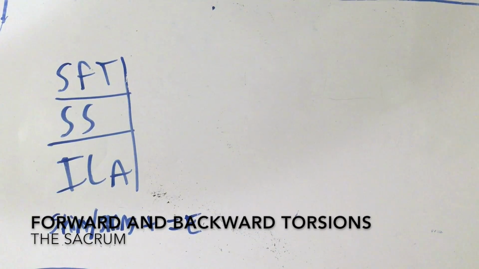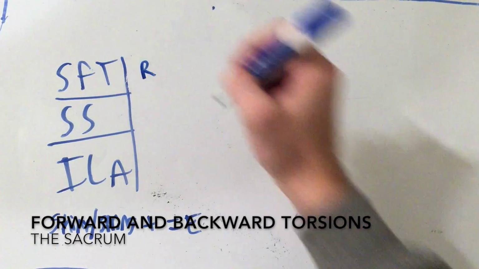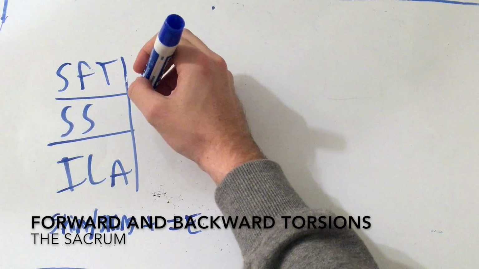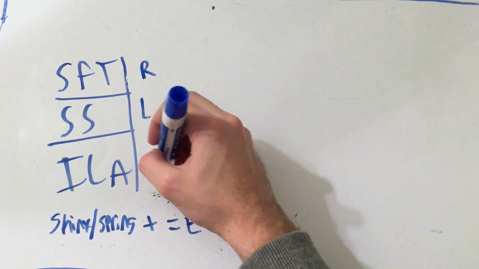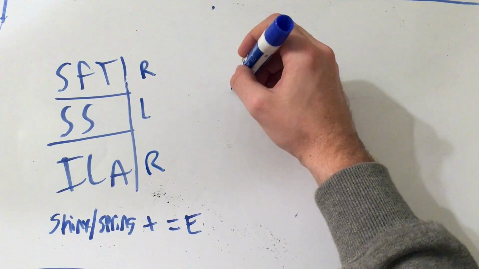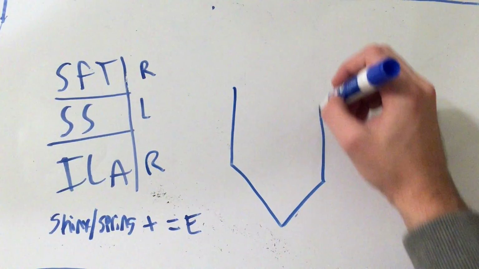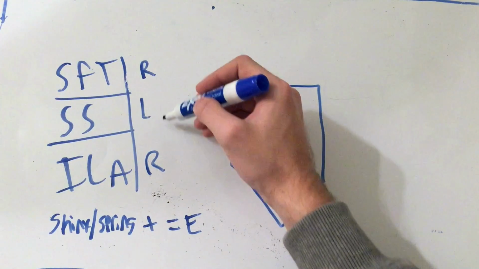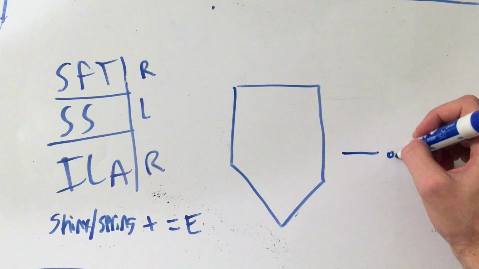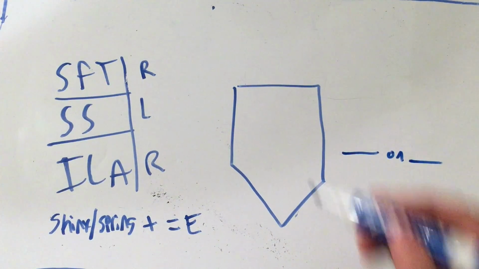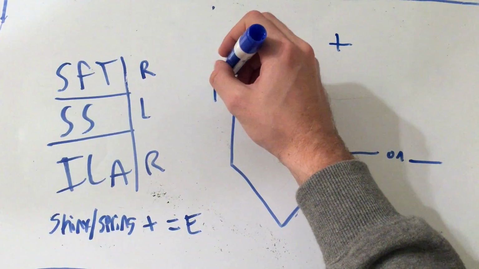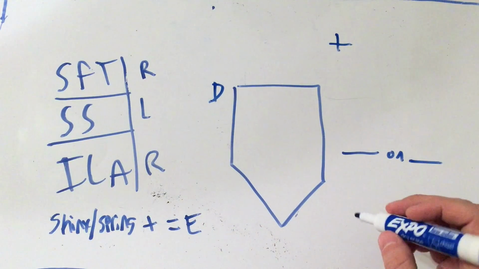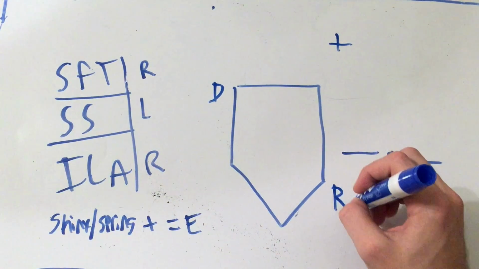So let's say that you have a seated flexion test, positive on the right, a deep sacral sulcus on the left, and a posterior inferior ILA on the right. So I'm going to draw out my sacrum. I know it's a torsion because these are opposite, so I have a blank on blank.